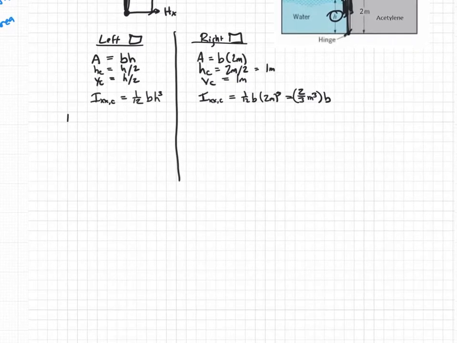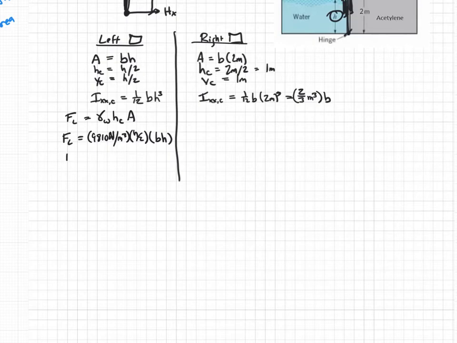So the one on the left, FL, at this point we've got everything we need. It's going to be gamma, in this case of water, HC A. So we can plug all of that in. FL equals gamma of water, which is 9810 newtons per meter cubed, times HC, which is h over 2, times the area, which is bh. So FL equals 4905 newtons per meter cubed times b h squared. I think some of you are a little afraid of variables. It's okay, they just carry through. It's no different than working with a number.